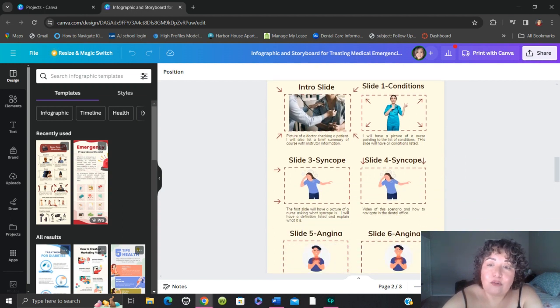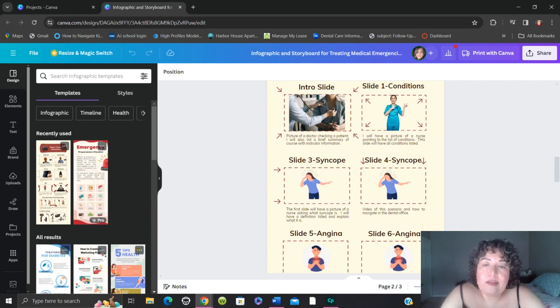Slide 1, besides the intro slide, I was going to have a picture of a nurse pointing to a list of conditions. This slide will have all the conditions listed. And then what I wanted to do is take each condition that I had listed at the very top on that first infographic, and give 2 slides per condition.